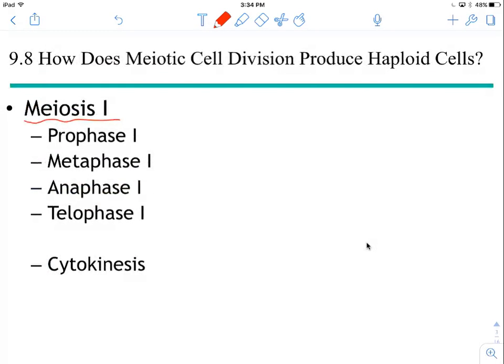Again, there are two divisions, meiosis 1 and meiosis 2. We're just going to go through meiosis 1 in this screencast. It has all the same phases as mitosis, except with a 1 behind it. Okay? Prophase I, Metaphase I, Anaphase I, Telophase I, and they are, of course, followed by cytokinesis.